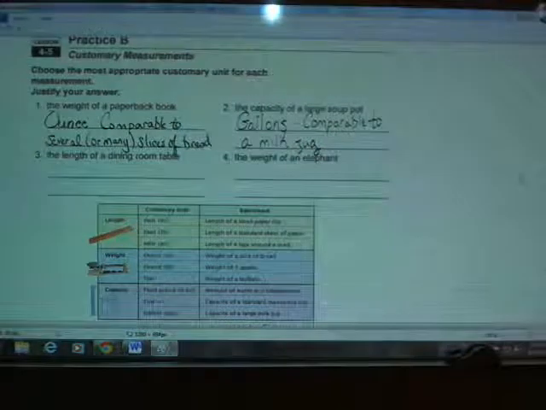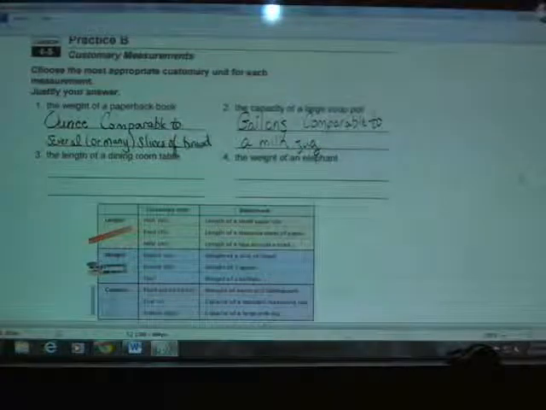All right, number 3, the length of a dining room table. So if we're talking about lengths, we can talk about inches, feet, or miles. Inches are benchmarked by the length of a small paper clip. Well, that would probably be the hard way to measure a table. A bunch of little paper clips laying them next to each other. It's going to take a long time to measure a dining room table.